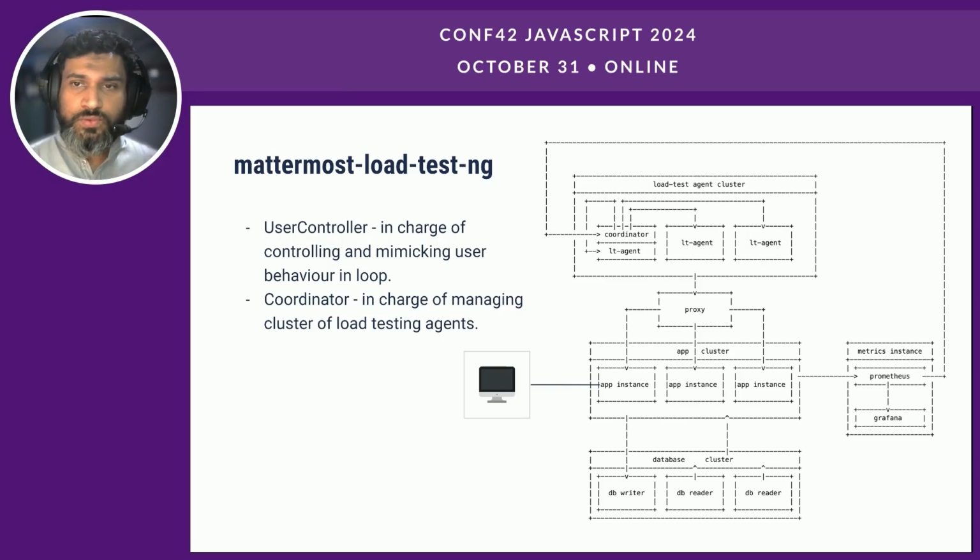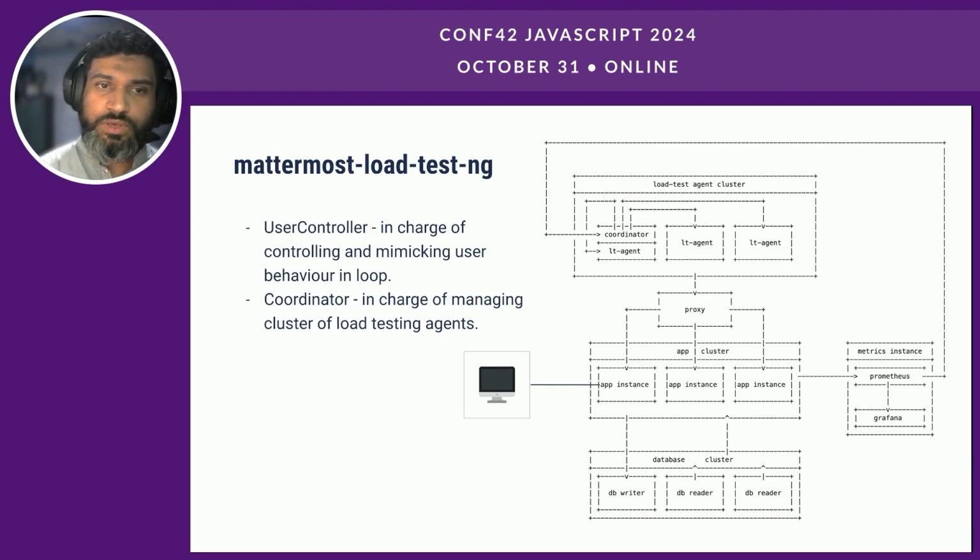So all of this is implemented in the user controller module, which you can see over there. And then another thing which we should also be aware of is the coordinator. Now, this coordinator is in charge of managing the cluster of load test agents, and it's trying to figure out what is the maximum number of concurrent users the particular server or active server can have.